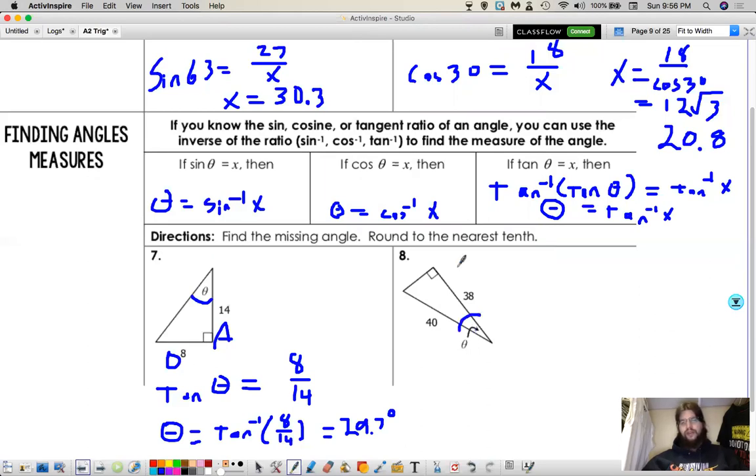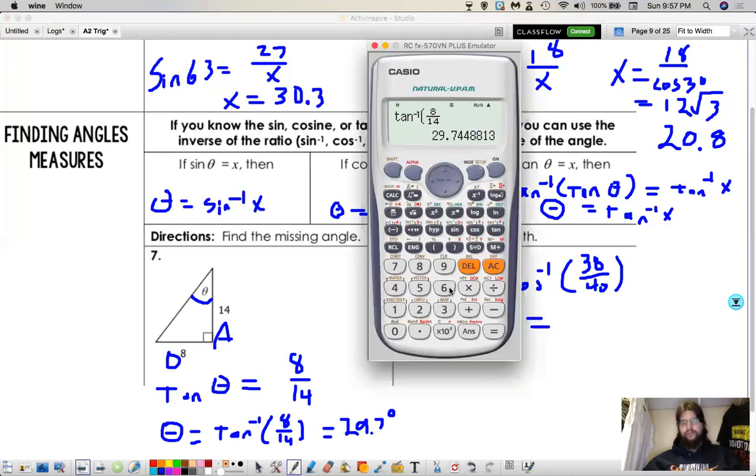Here's my angle. I got my adjacent and my hypotenuse. That's going to be a cosine. And if you want to, you can go ahead and just say theta equals, because these are basically just one-step equations. Cosine would be adjacent over hypotenuse, 38 over 40. Last year, I needed to write up this step, the setup step here. I'm okay if you just give me the angle, as long as you write down what you're doing to get the angle. That's sufficient for me. And we get 18.2.